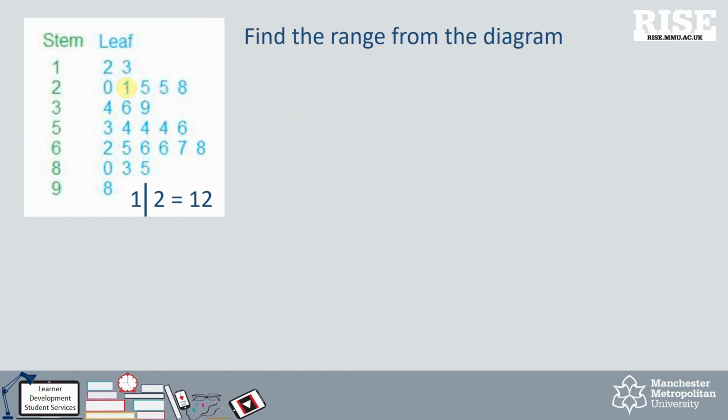I can find the range by looking for the first leaf and the last leaf in my data set. The biggest leaf then is 98 and the first leaf is 12. To get the range then, I subtract them. That would be a range of 86.